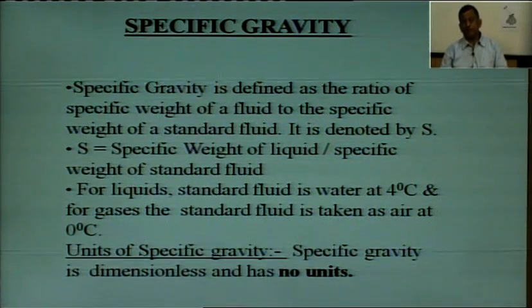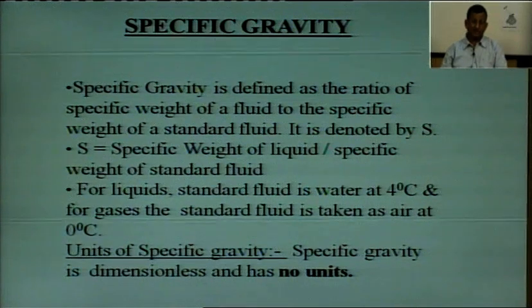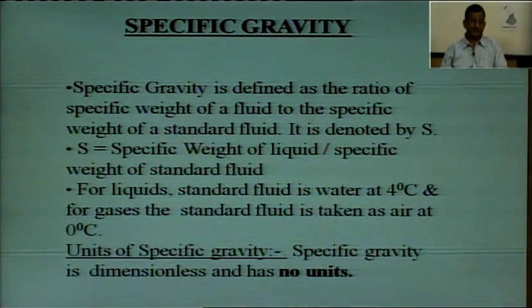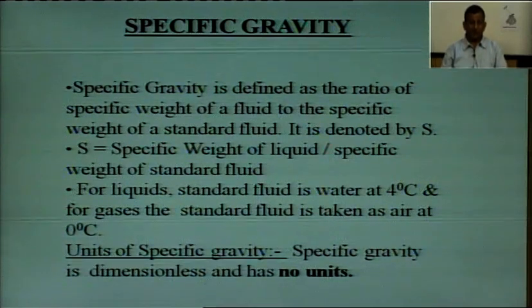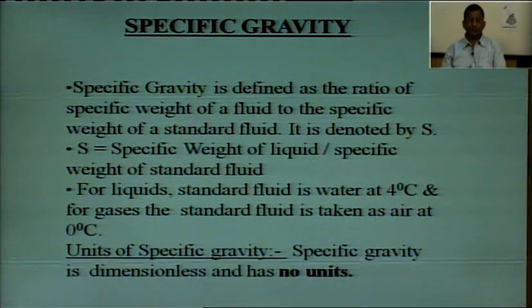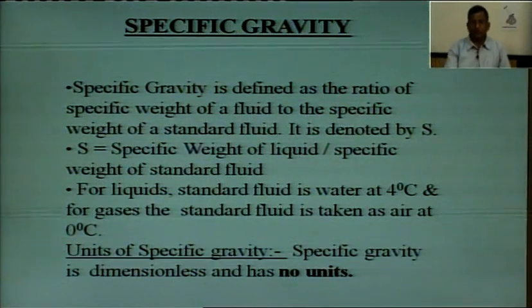Because it is the ratio of the same two units, specific gravity is dimensionless. It is the specific weight of a liquid divided by the specific weight of the standard fluid. For liquids, the standard fluid is water at 4 degree centigrade, and for gases, the standard fluid is air at 0 degree centigrade. So, it has got no unit.